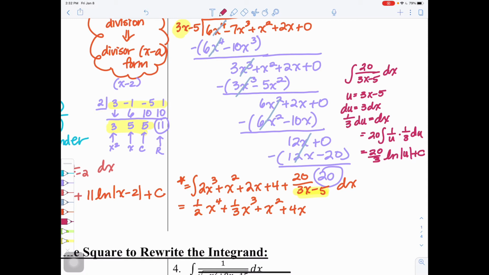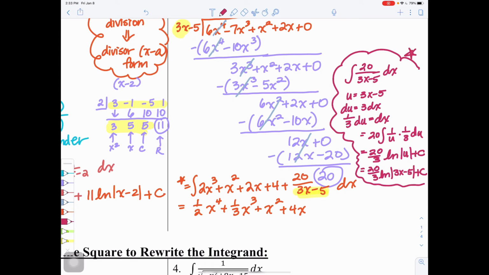And our u was 3x minus 5. Now, that may look a little bit difficult, but just maybe pause the video. All I did was integrate, you're not going to believe it, this last term. Actually, I can go ahead and highlight this, and you'll remind yourself of what we were doing. So this is equal to, or that is added, 20/3 natural log absolute value of 3x minus 5 plus a constant.